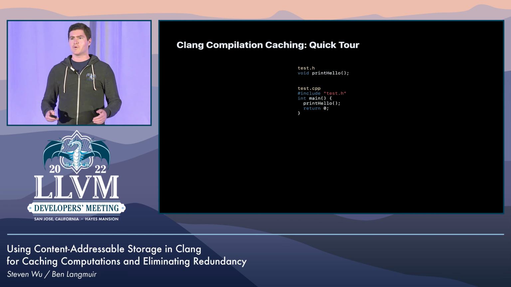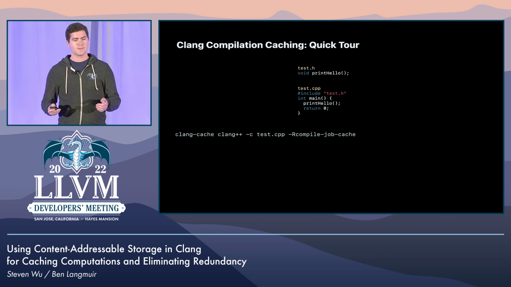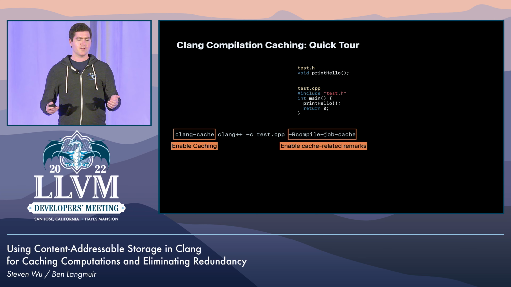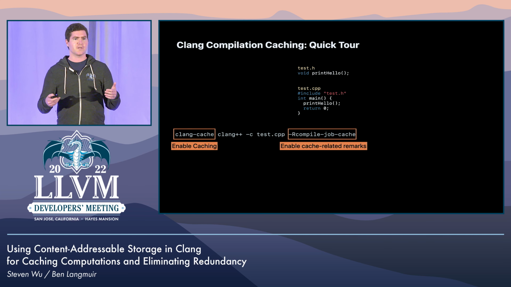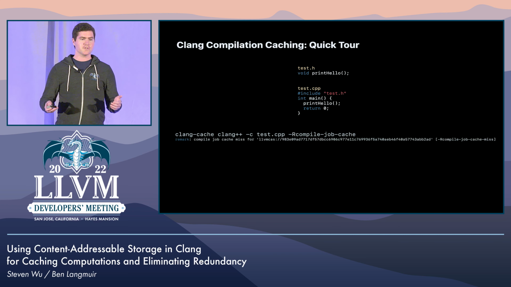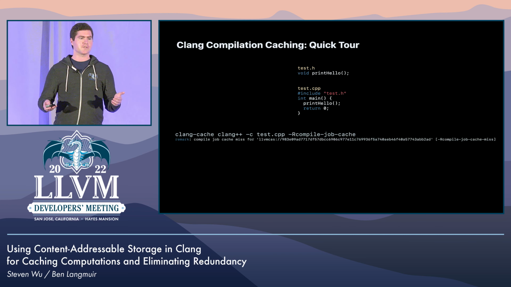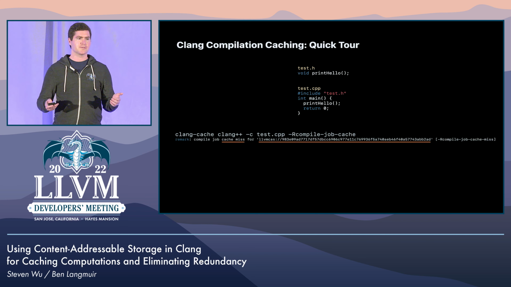Let's take a quick look at what a cached compilation can look like. We have a simple CPP file that's including a header. When we go to compile this file, we're going to add our new caching launcher. I've also added a remark flag so that we can see what's going on with the cache. The first time we compile the file, as we would expect, we're going to get a cache miss.